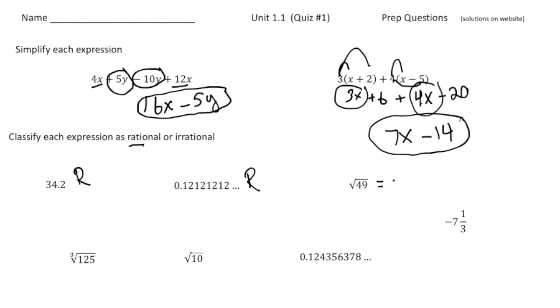The square root of 49 is 7, and 7 can be written as 7 over 1, so that one is rational. The cube root of 125 is 5, and 5 can be written as a fraction, so that's rational. The square root of 10 is irrational. And then last but not least, this one keeps on going forever. There's no pattern, so this one is also irrational.